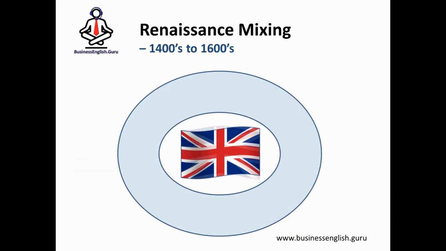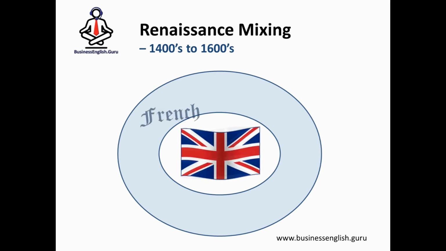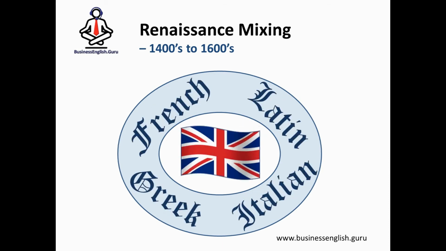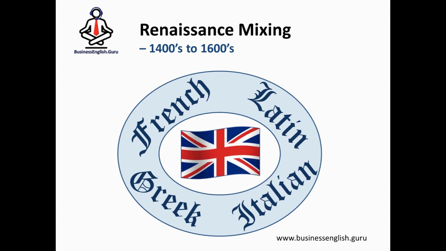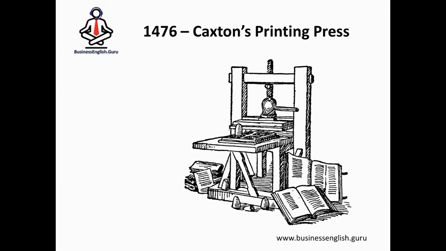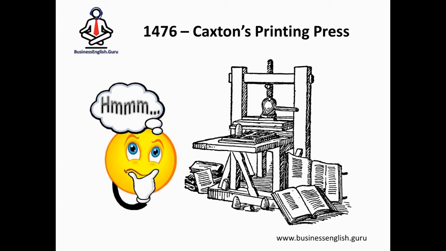In the 1400s to 1600s, we saw the Renaissance mixing, when French, Latin, Greek, and Italian words continued to enter the language. Now, during this time, in 1476, Caxton introduced the printing press. In the following 150 years, around 20,000 books were printed, and printers had to make a choice: which words, grammar, and spelling to use. The choices that these printers made helped to set and spread a standard English language across the country.